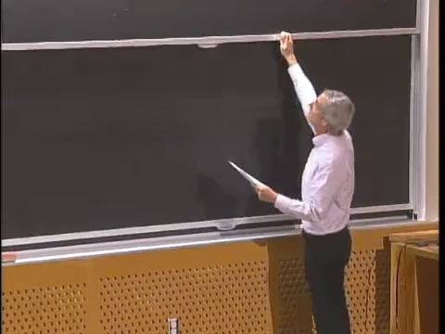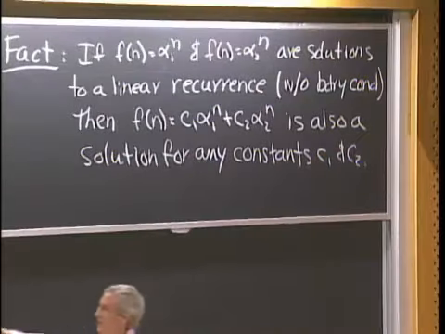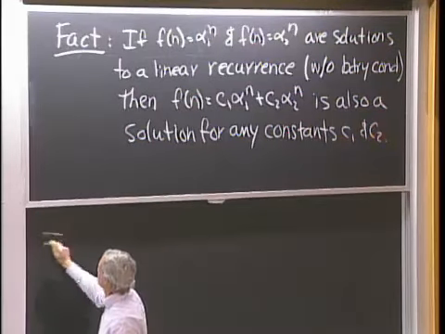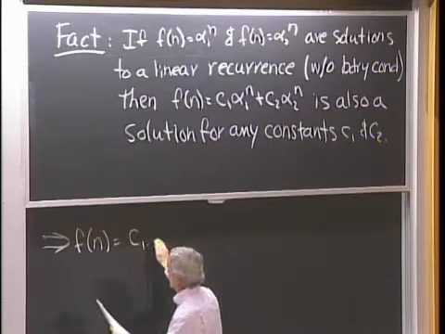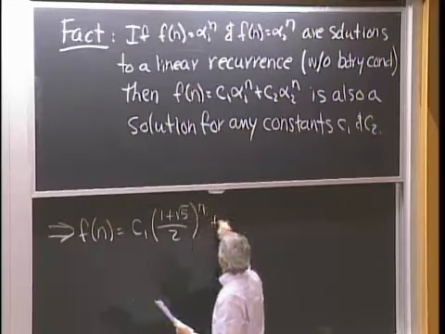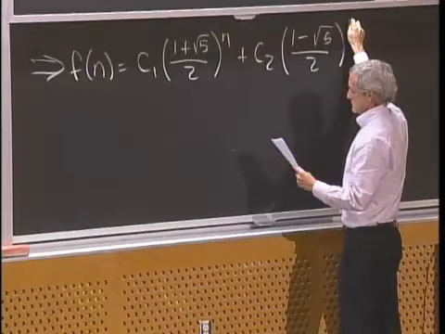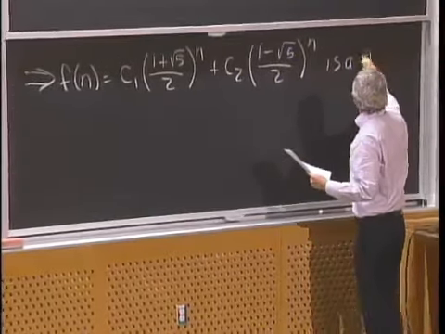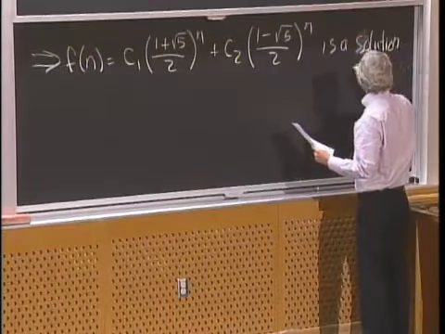All right, so any linear combination of our solutions also works. If you plugged it in to verify, it would be fine. So that means that f of n equals c1 times (1 plus square root of 5 over 2) to the n, plus c2 times (1 minus square root of 5 over 2) to the n, is a solution to Fibonacci's recurrence without boundary conditions, again.